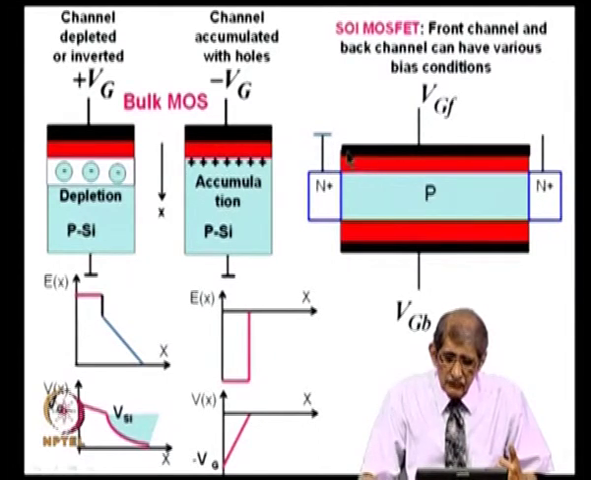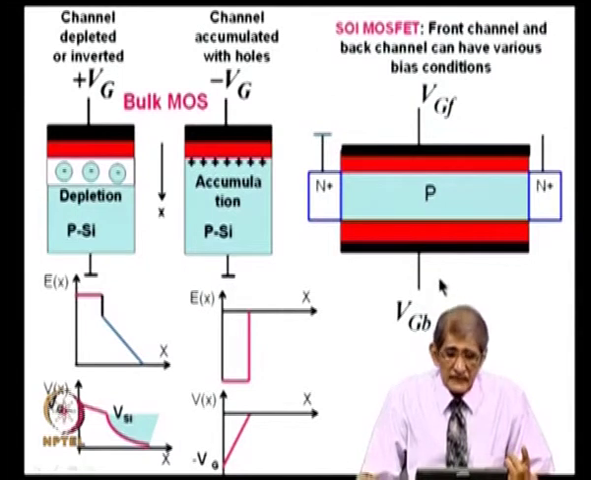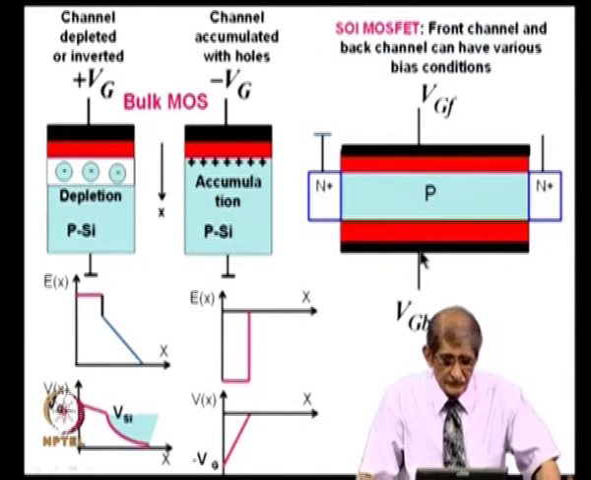Now, you can invert the front gate by applying sufficient gate voltage. At the same time, you can have the back channel accumulation, depletion or inversion. You can accumulate it by applying a negative back gate bias, like what you saw here. If I apply negative voltage here, it will be accumulated. If I apply plus voltage to the back, I can deplete it from the back side. If I apply large voltage, I can invert it. That portion we will see now.